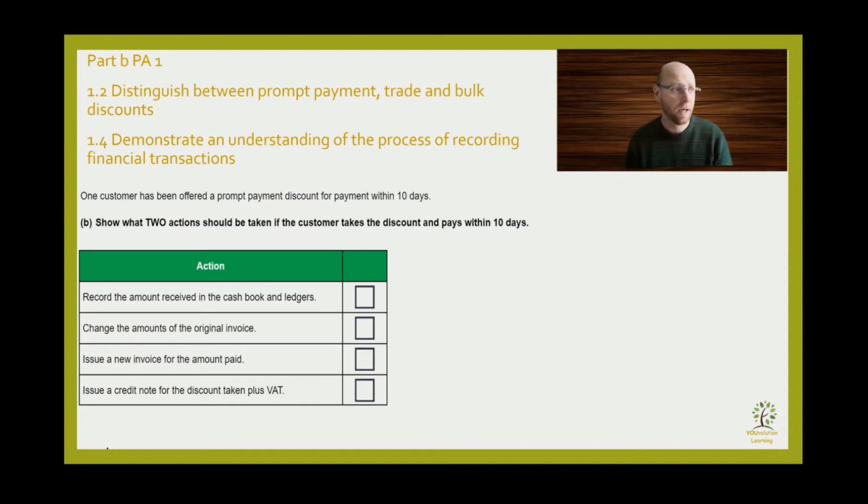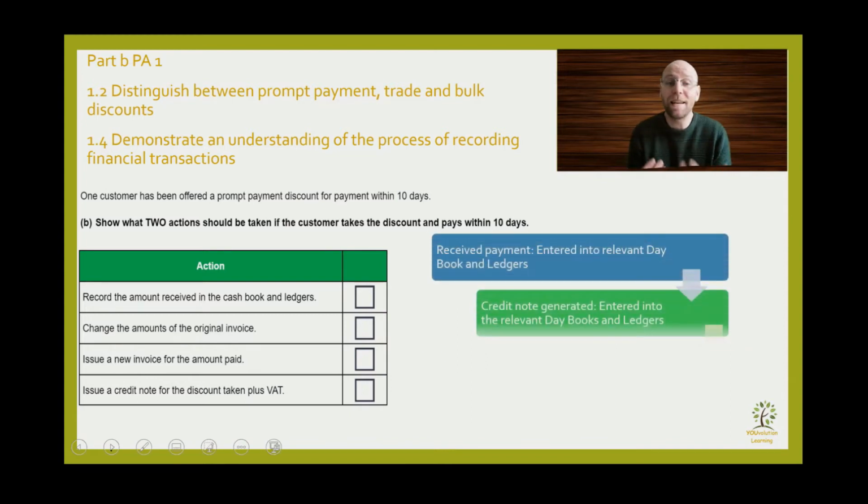when we do offer a discount, in terms of recording the financial transaction for a discount. So the task says one customer has been offered a prompt payment discount for payment within 10 days. And it says show what two actions should be taken if the customer takes the discount and pays within 10 days. So the actions that we've got are: record the amount received in the cash book and ledgers, change the amount of the original invoice, issue a new invoice for the amount paid, and issue a credit note for the discount taken plus VAT. Now there is a process that happens when a discount is offered and taken. So I'm just going to run through that process now.